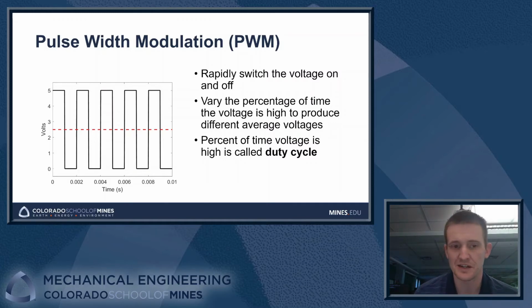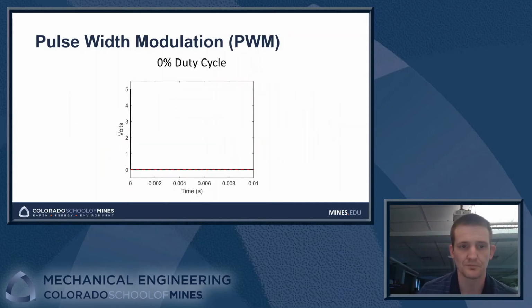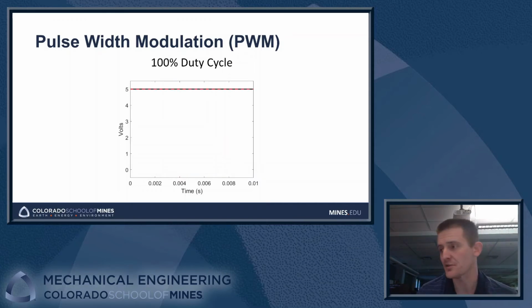So let's take a look at an example of what this is going to look like. All right, so here we have a graph of a pulse width modulation signal with a 0% duty cycle. So that just means that the voltage is off all the time. So it's always 0 volts. You can see our average voltage there is given in the red dashed line, and it is also 0 volts. So nothing very exciting is happening there. Now, this is a 100% duty cycle where we have our voltage just on 100% of the time. So the voltage is always 5 volts. And again, our average voltage is 5 volts.